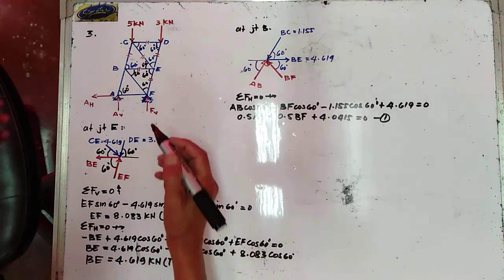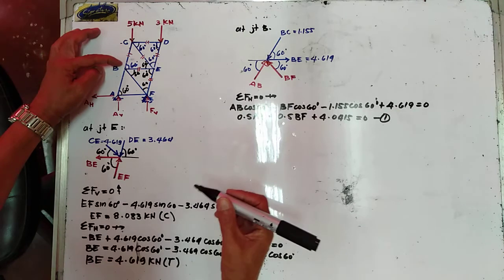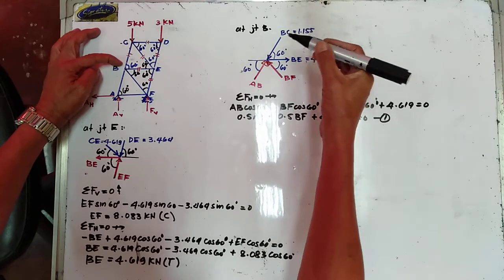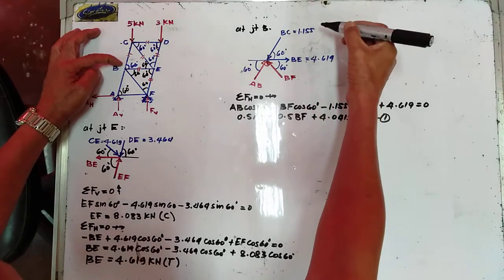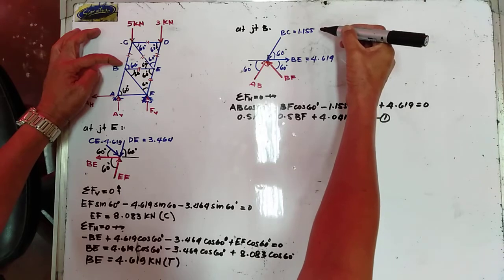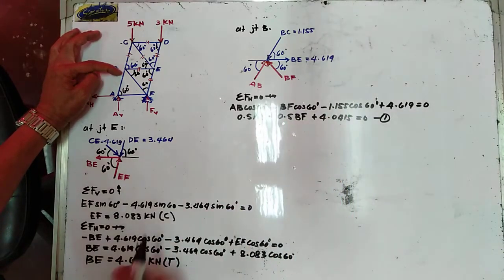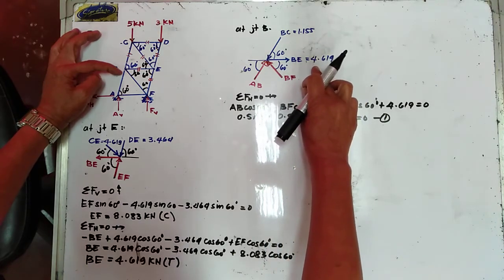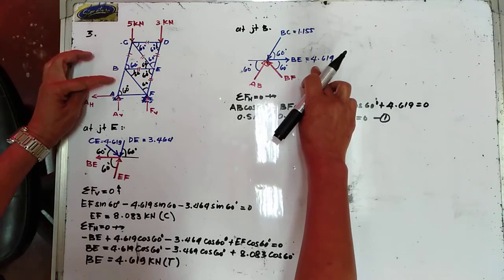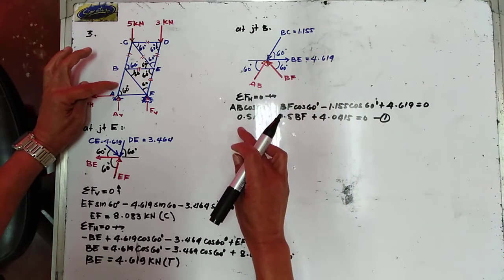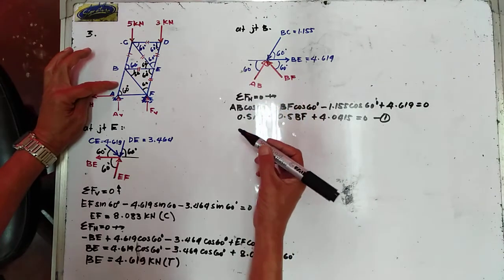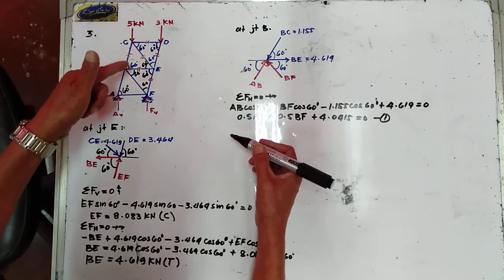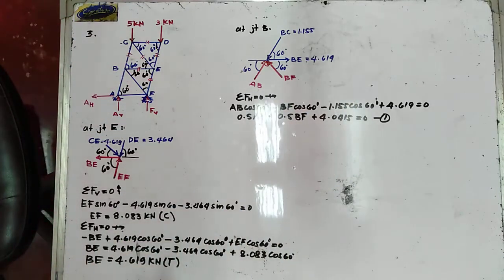Now, let us proceed to joint B. So we have BC in compression, equal to 1.155 kilonewton. BE is in tension, so it goes away from the joint, that is 4.619. Then we have AB, which makes an angle of 60 degrees with the horizontal, and BF, also making an angle of 60 degrees with the horizontal.